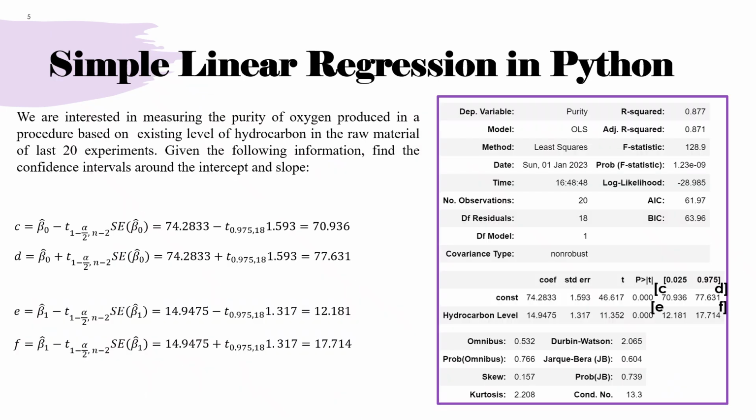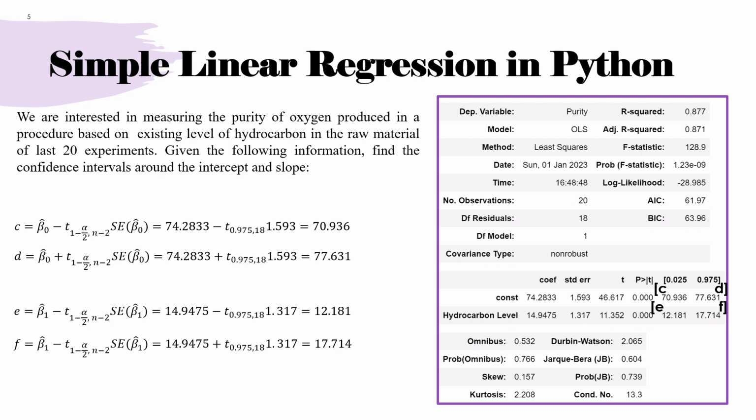Returning to our example, we consider a chemist who is producing oxygen through a complex chemical process. Based on 20 experimental runs that have already been conducted, the chemist knows that the purity of the oxygen produced depends on the level of hydrocarbon present in the raw material. Our goal is to define confidence intervals around the coefficients of the fitted regression line.